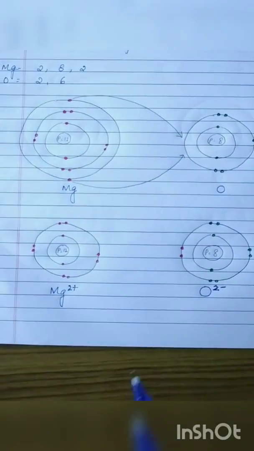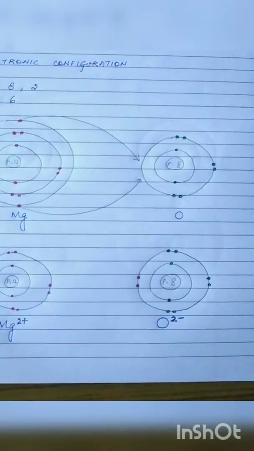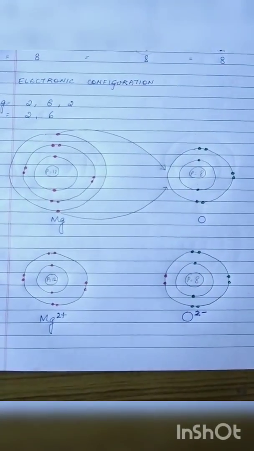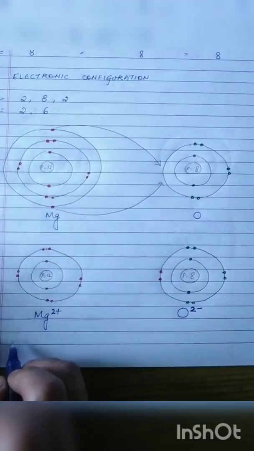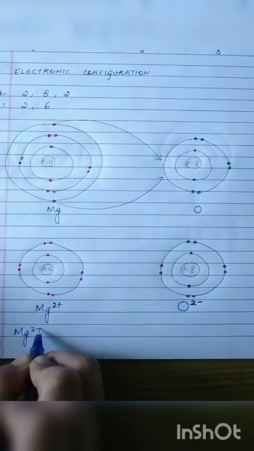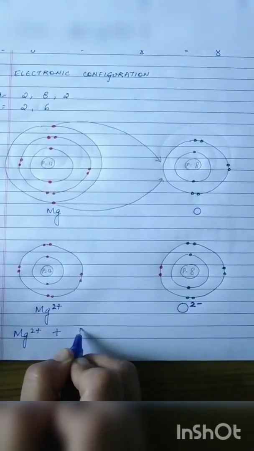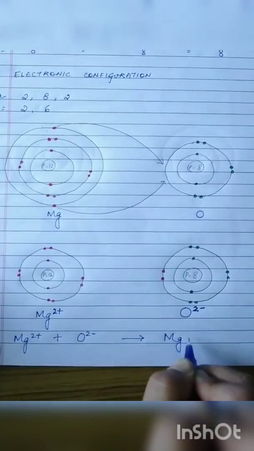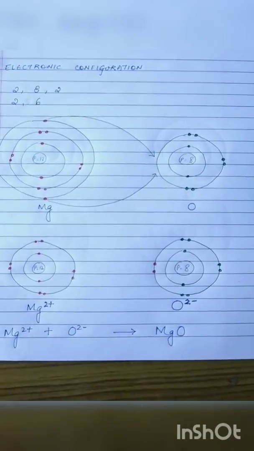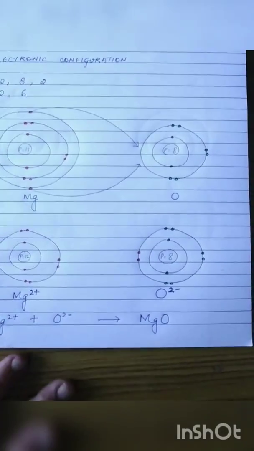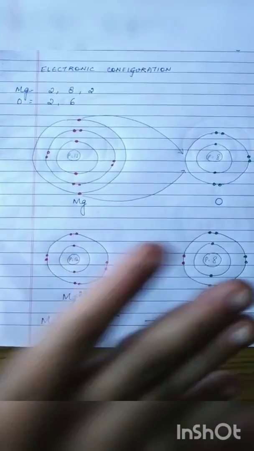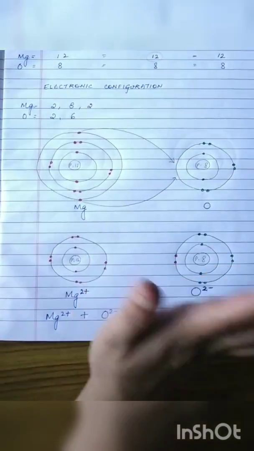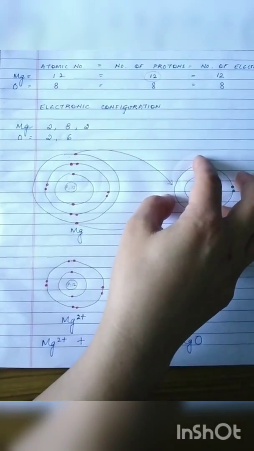Metals form ions by giving away electrons, and non-metals by receiving electrons. That is why electrovalent bond is also known as ionic bond. So now, as I told you, these ions will react with each other to form a compound, magnesium oxide. So always remember, electrovalent bond is formed between a metal and a non-metal. Metal gives away electrons, non-metal receives electrons.